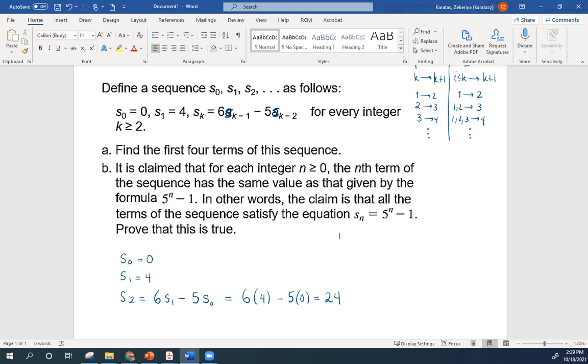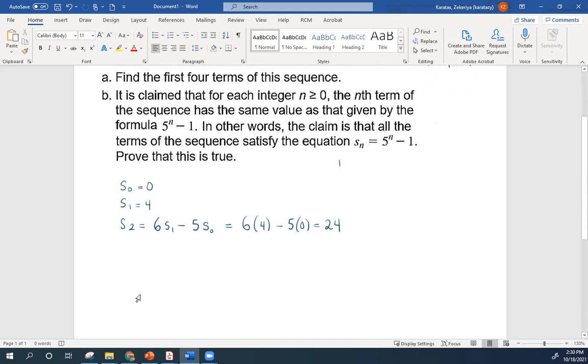Now, if you want to find S3, that's going to be 6 times S2 minus 5 times S1, which is 6 times 24 minus 5 times 4, where 4 is S1. So it's going to be 144 minus 20, that's 124.